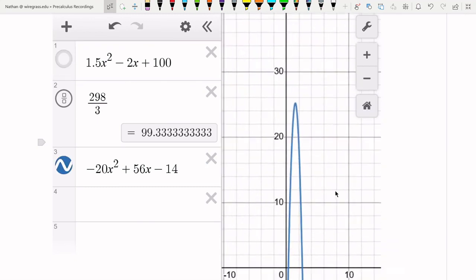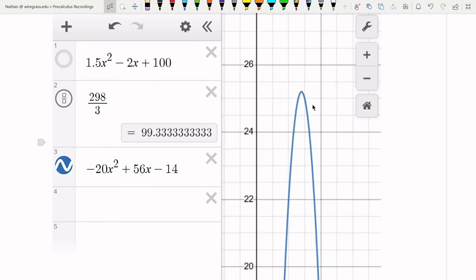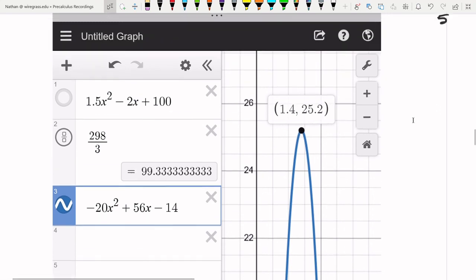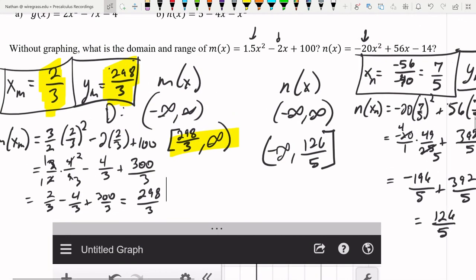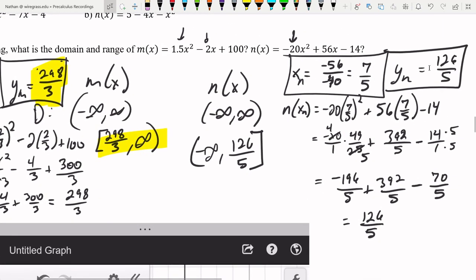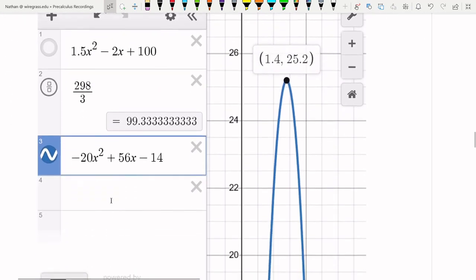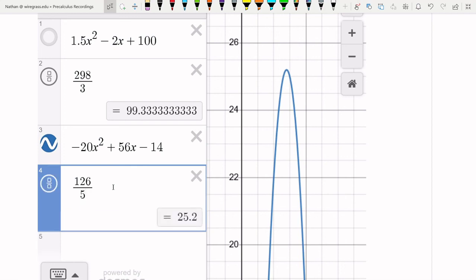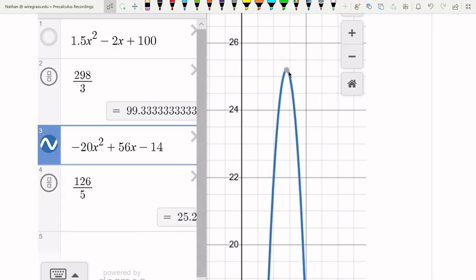Okay, now let's look at the next function. Here it is. Zoom in on the vertex. The vertex is at 1.4, 25.2. 7/5 is 1.4. 126 over 5, let's just go ahead and put that in. 126 over 5 is 25.2. So we have it correctly.